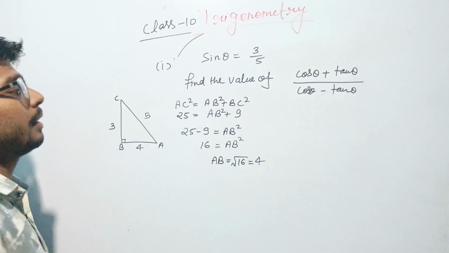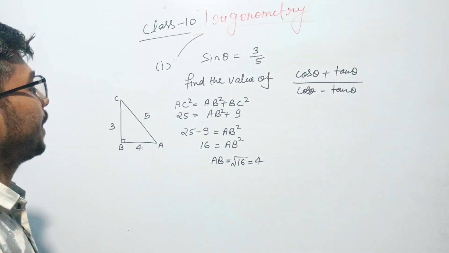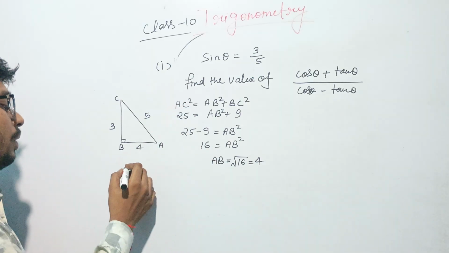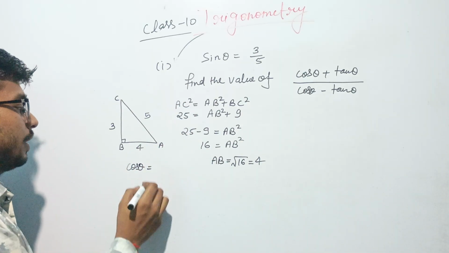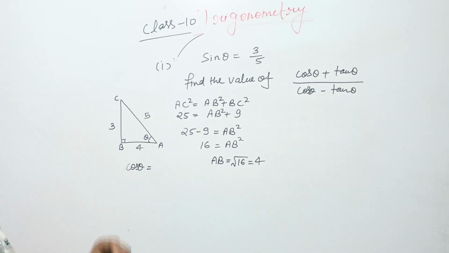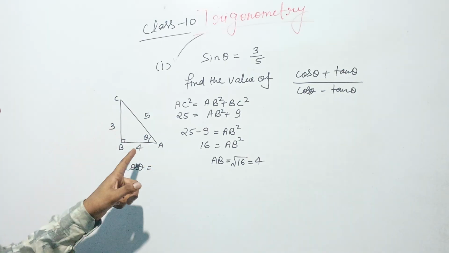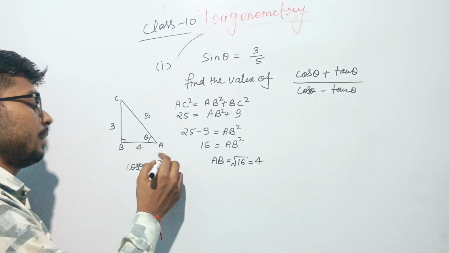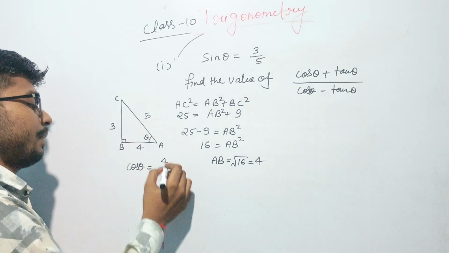Now we can find this value. So what is cos here? First find the cos and tan. Cos theta. Theta is here actually. So what is the cos theta? I told you, base upon hypotenuse. So base is 4 and hypotenuse is 5.